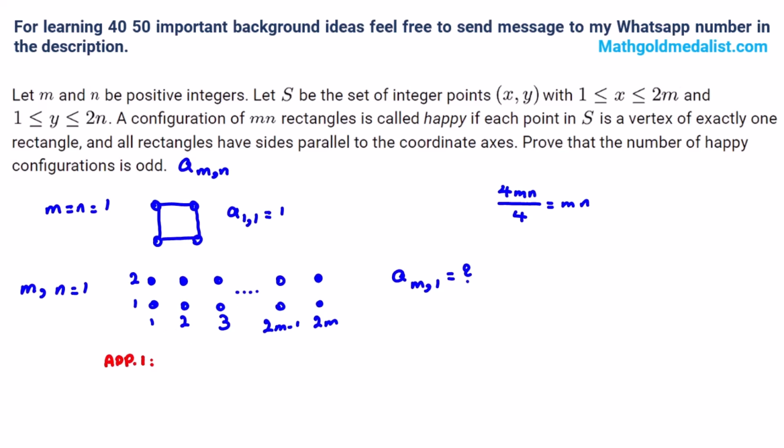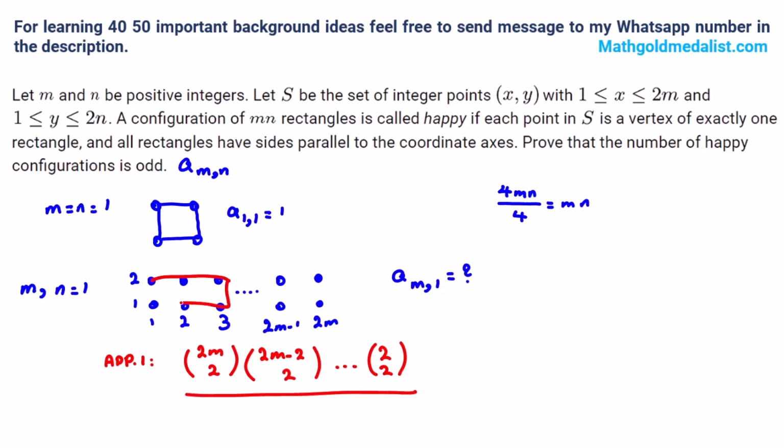Approach 1 is that you say, okay. You should say that you have 2m columns, 2m choose 2, then 2m minus 2 choose 2, to 2 choose 2. We should split it into m pairs. But the order is not important. It's not important that you say, okay, it is our first rectangle, then it is our second rectangle, or vice versa. So we should divide this by m factorial.